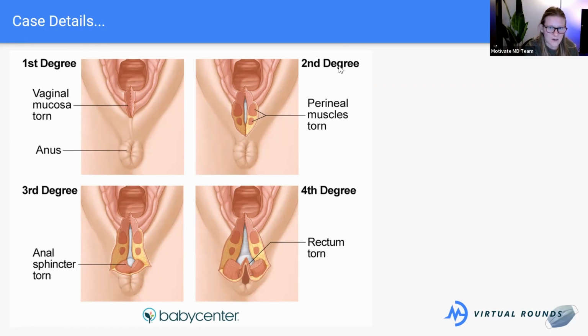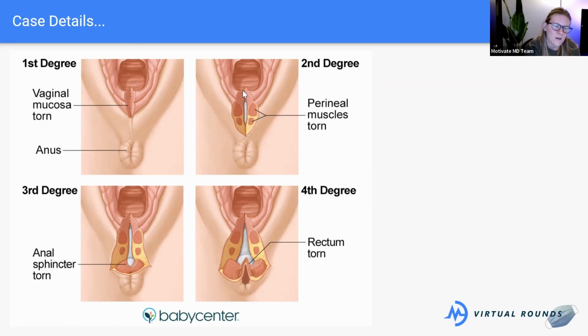A 2nd-degree tear is going to go through some of the perineal muscles, but it's not going to extend all the way down to the anal sphincter. So our patient, since she had a 2nd-degree tear, you go layer by layer. You stitch up the muscles and then you stitch up the overlying skin. If they didn't have an epidural or if their epidural is not working, then we, of course, are going to numb up the area with a local anesthetic like lidocaine, give a couple shots of that so that they don't feel the needle and will have longer lasting pain relief after we do the repair.